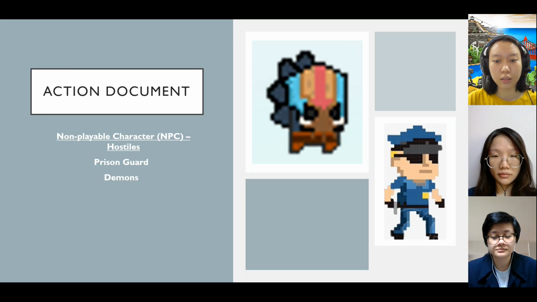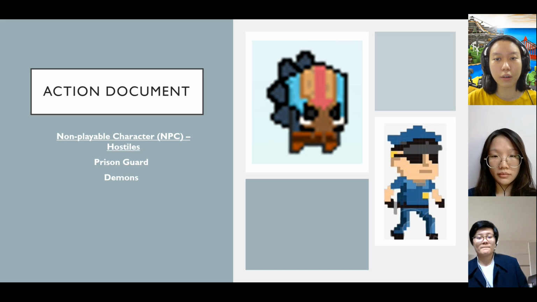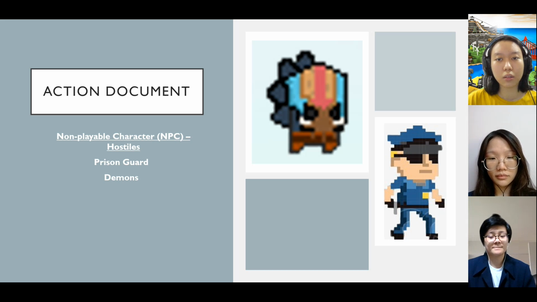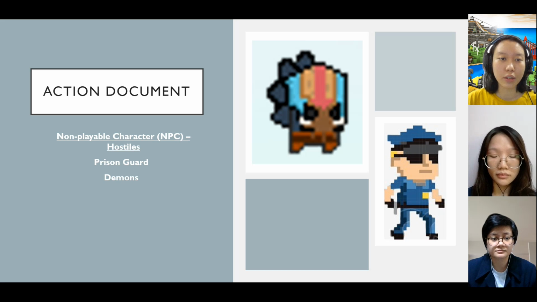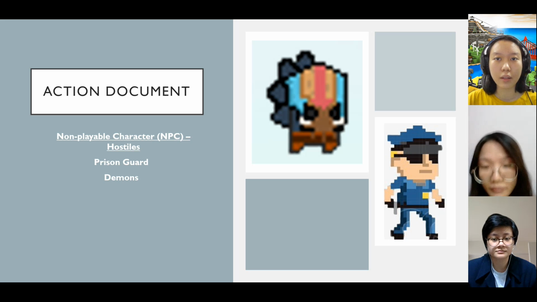And the next one is the non-playable characters, which are the hostiles. The first hostile is the prison guard. These prison guards are from the Night Detroit Police Department, from the demon jail in the Night City. They are dangerous and they will attack the player if they are inside.